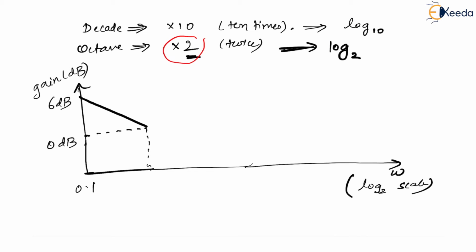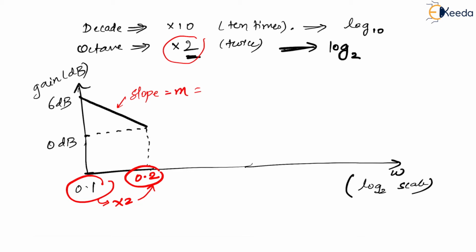If you see, 2 times, no? 2 times of the previous. So 0.1 multiplied by 2 is nothing but 0.2. You will get 0.2 here. Right. Now, what am I interested in? I want to find the slope, let us say. So this slope I want to find.